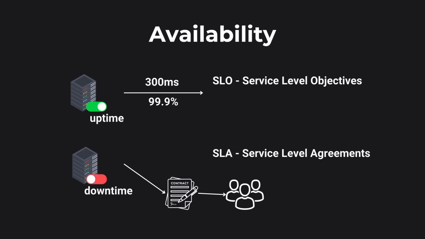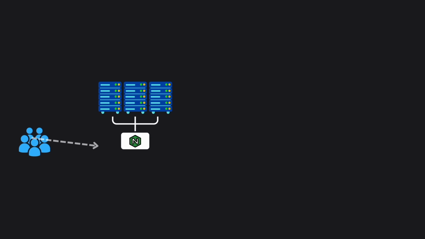SLAs, on the other hand, are like formal contracts with our users or customers. They define the minimum level of service we are committing to provide. So if our SLA guarantees 99.99% availability and we drop below that, we might have to provide refunds or other compensations to our customers.